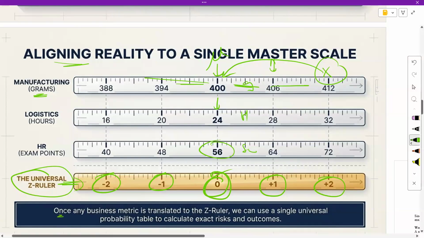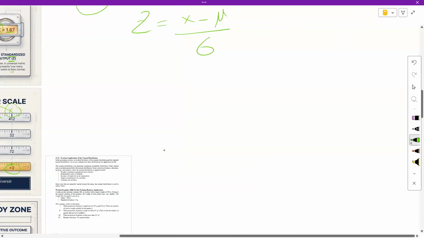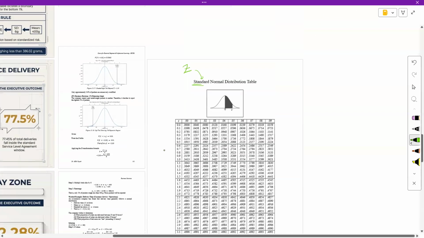Once any business metric is translated to the Z ruler, we can use the single universal probability table to calculate the exact risk and outcome. Right, now in any business scenario, X values become Z, and we can use the normal distribution table, this table.